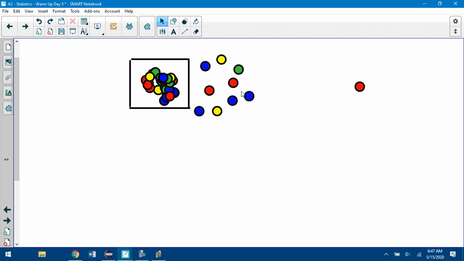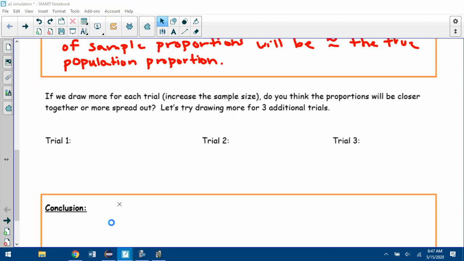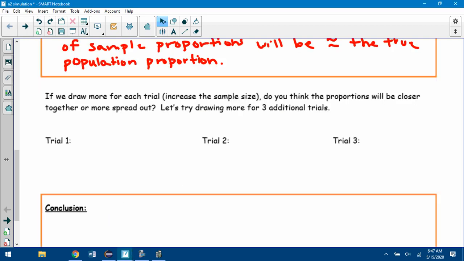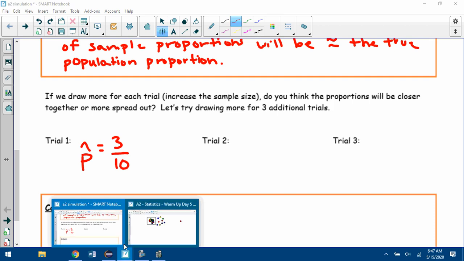One, 2, 3, 4, 5, 6, 7, 8, 9, 10. I got 3 out of 10. So my first p-hat value down here was 3 out of 10. Okay, let's try it again.